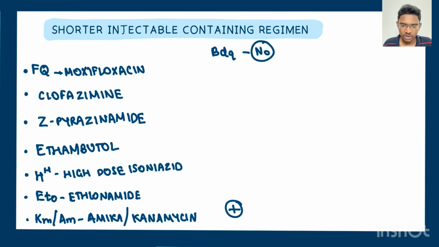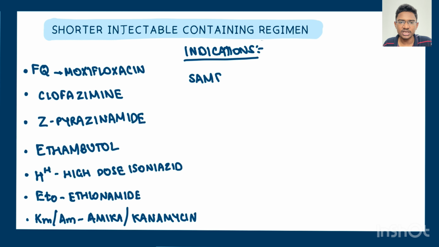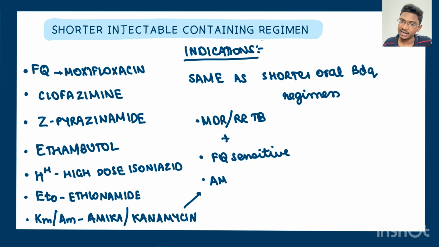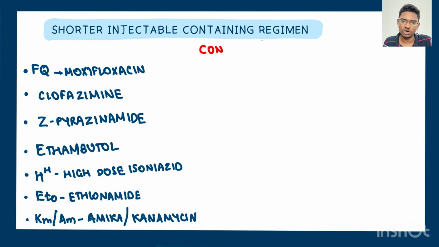So what are the contraindications? Same contraindications as the bedaquiline regimen. Since bedaquiline is not there, children less than 5 years is not a contraindication here. It is contraindicated in all pregnancy, because aminoglycosides and fluoroquinolones are contraindicated in pregnancy. Ethionamide is teratogenic and causes hypothyroidism in pregnancy, so it is contraindicated in lactation also, and in severe extrapulmonary TB and extensive TB. So all these are the contraindications we saw for the short oral bedaquiline regimen.